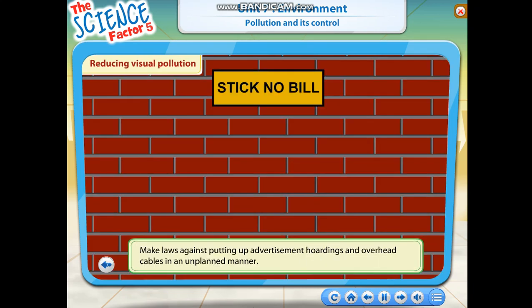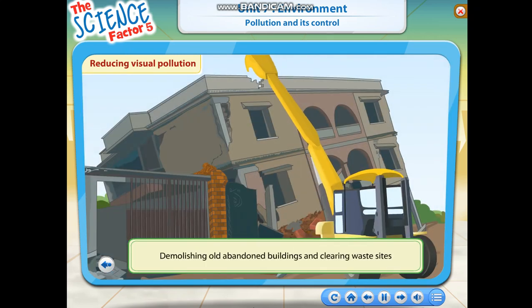Visual pollution can be reduced by making laws that stop people from putting up advertisement hoardings and overhead cables in an unplanned manner. Programs run by the government can also involve demolishing old abandoned buildings and clearing waste sites to make the area clean.